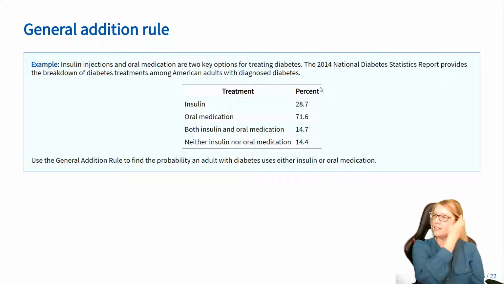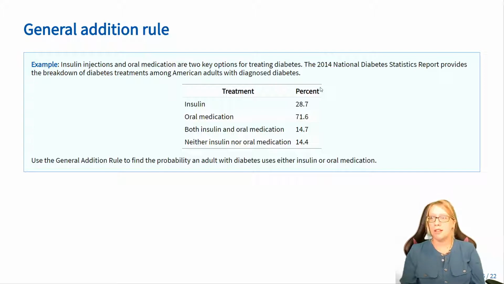So let's take a look at an example. Insulin injections and oral medication are two key options that we can use to treat patients with diabetes. The 2014 National Diabetes Statistics Report provided the breakdown of diabetes treatments among American adults with diagnosed diabetes. So we have the percent of diabetes patients who are taking insulin, that's 28.7%, oral medication, 71.6%, both insulin and oral medication is 14.7%. Neither insulin nor oral medication is 14.4%.